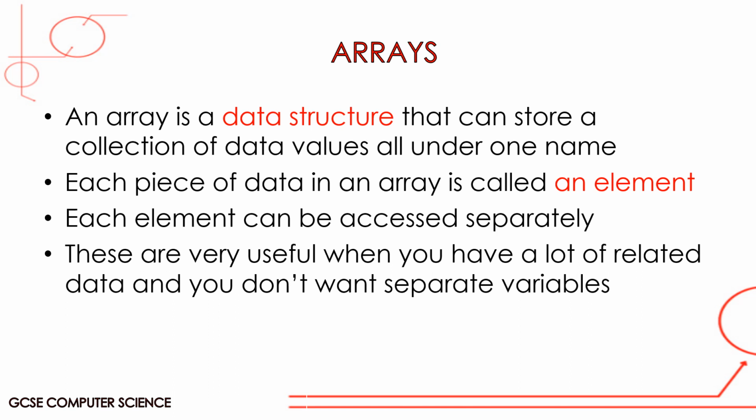An array is a data structure that can store a collection of data values all under one name. Whereas with a variable you can only store one value, an array allows you to store multiple. Each piece of data in an array is called an element. Every element can be accessed separately, similarly to when you are using a string. These are very useful when you've got lots of related data and you don't want to have separate variables.